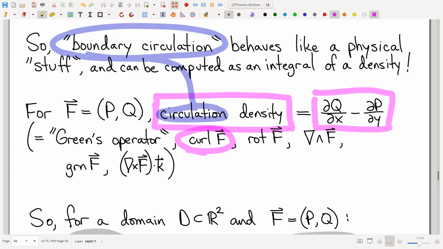In the same way that mass density is a way of keeping track of mass and how much of the mass is where, likewise curl is a way of keeping track of where is circulation and how much of the circulation is where. Thinking of circulation again as being a kind of substance.